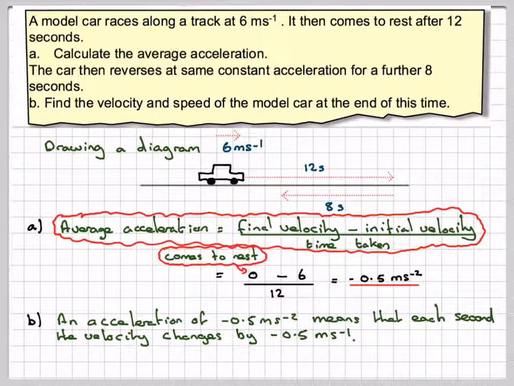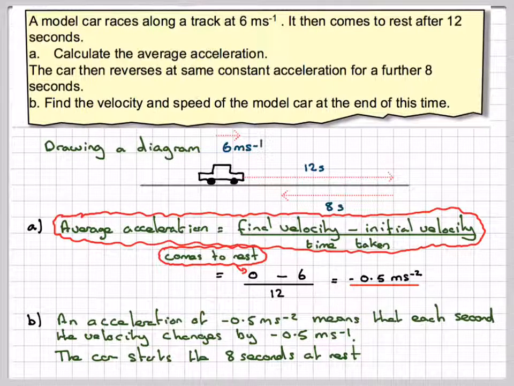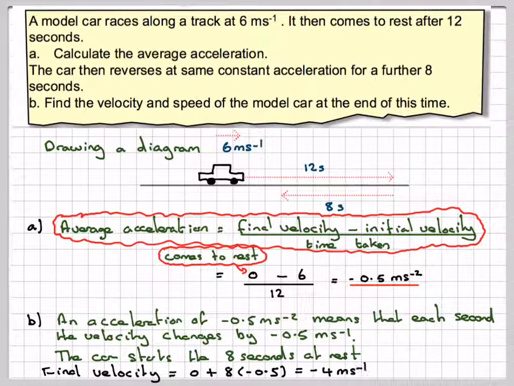So if it's going to continue with that same constant acceleration, then the car will start the final 8 seconds at rest, because at this particular point v is equal to 0, and then the final velocity will be 0 plus 8 times minus 0.5, 8 seconds times the acceleration, which is going to give me minus 4 meters per second, and the final speed will be 4 meters per second. The minus sign means it's going in the opposite direction to being positive.